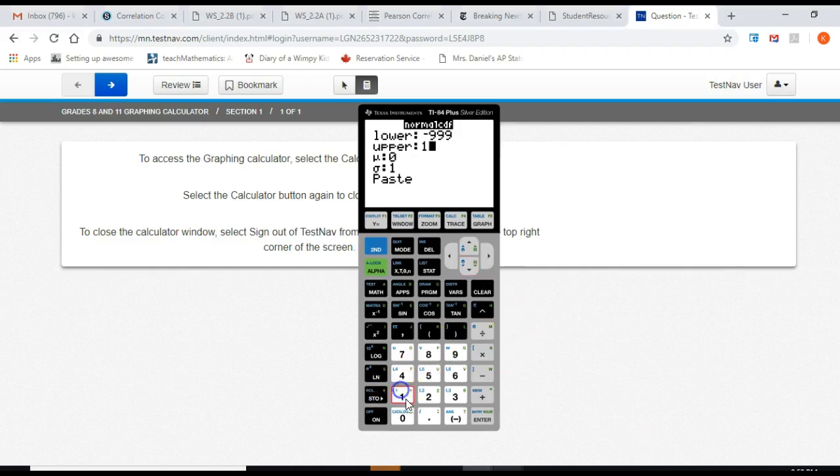Okay? Now, one thing you need to know: don't ever mess with the mu or the standard deviation. There's a reason for that: I want you always to be finding the z-score. I don't want you to put in what the mean and the standard deviation are. Always leave mu as 0 and the standard deviation as 1. Your lower bound and upper bound will change, but you'll be using 999 and your z-scores. Okay, I'm going to hit paste.